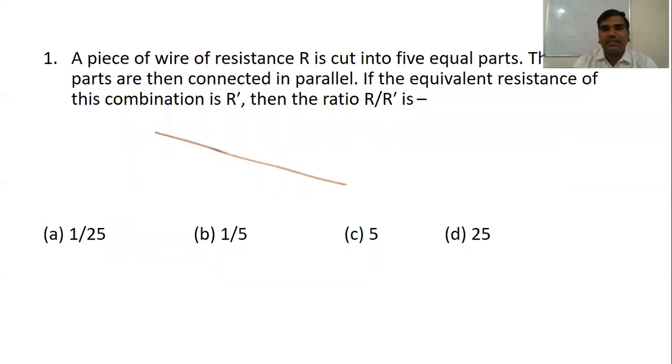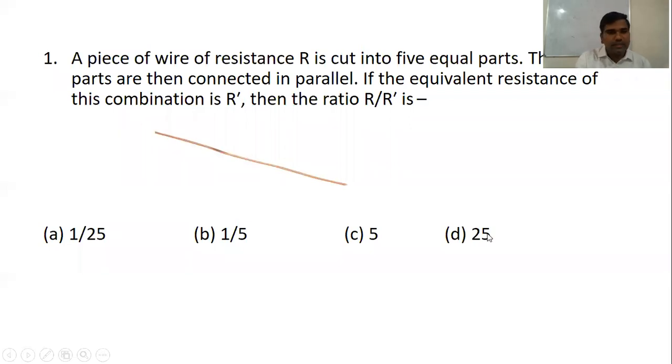So in the exercise of the electricity chapter, the first problem is this. A piece of wire of resistance R is cut into 5 equal parts. Now these parts are then connected in parallel. If the equivalent resistance of this combination is R dash, then the ratio of R by R dash is, like this is an MCQ question, we can see here options 1 by 25, 1 by 5, 5, 25. Now let us solve this problem.